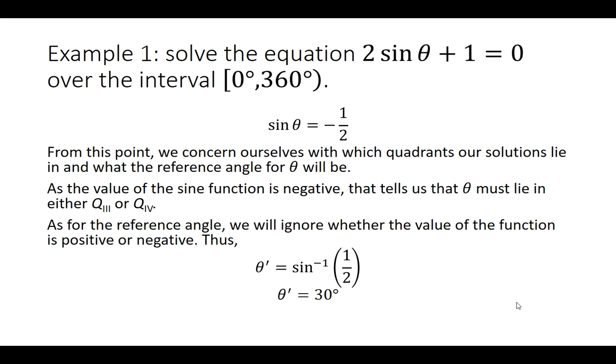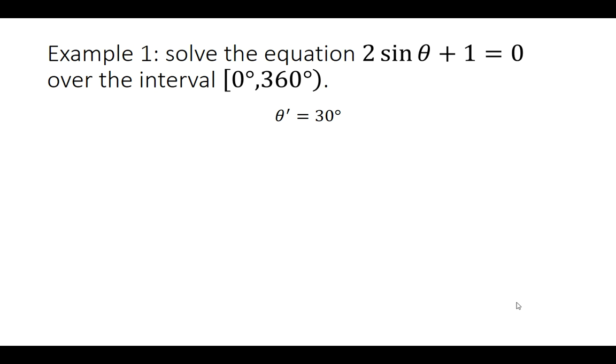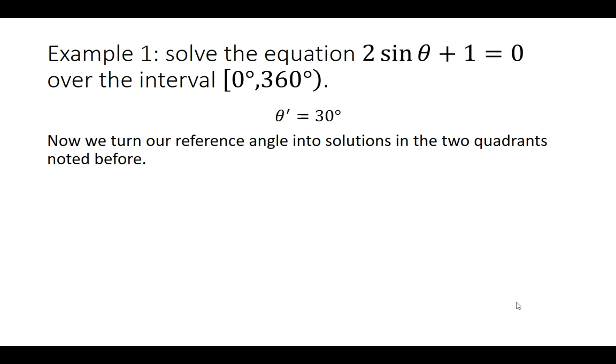So here we go. In quadrant 3, 30 degrees away from the x-axis would be at 210 degrees. In quadrant 4, 30 degrees away from the x-axis would be 330 degrees. And there it is. We have our two solutions that are in the interval from 0 to 360 degrees.